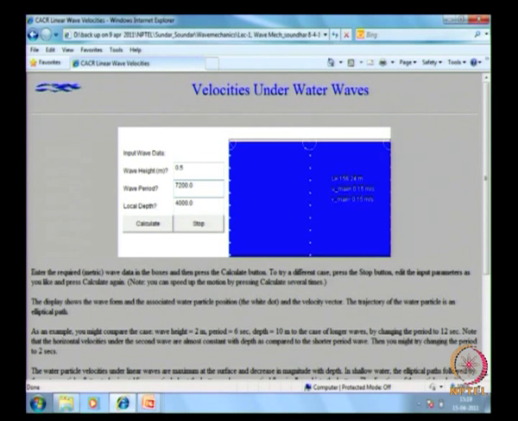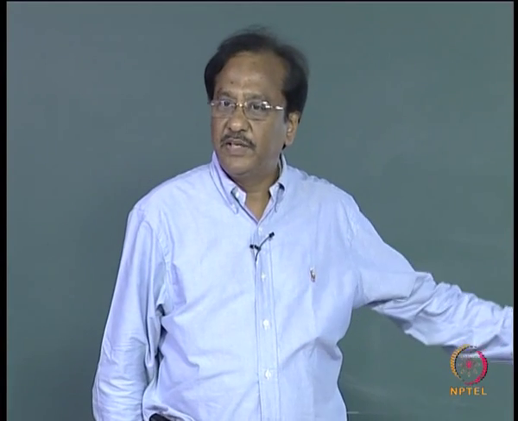Now I change this to 7200 seconds, that is equal to 2 hours. Now you see what is happening in 4000 meters, that is 4 kilometers, you see that the effect of a long period wave is felt even at the seabed. What is this? What we have simulated here is nothing but a tsunami. Tsunami can have wave period ranging up to hours, and that is what we have exactly simulated now.